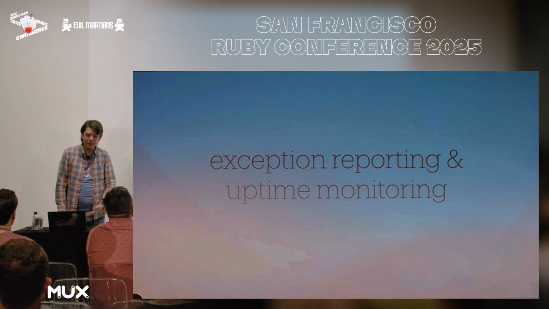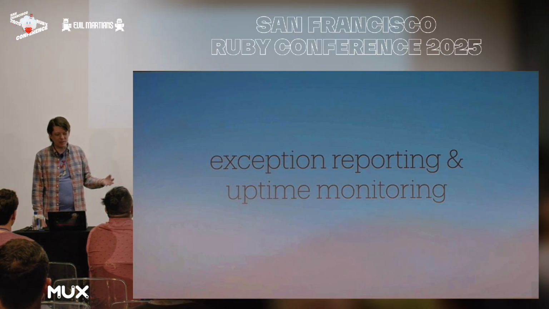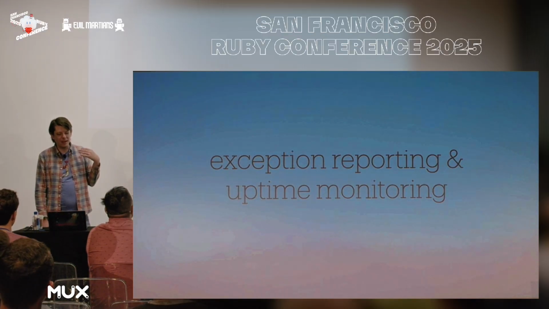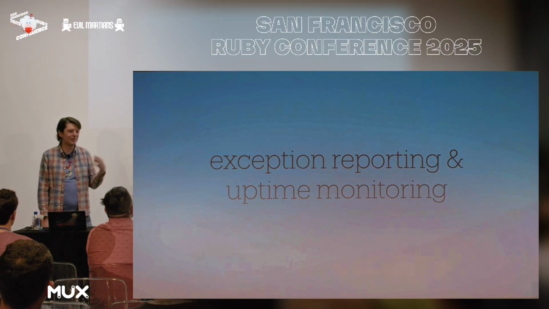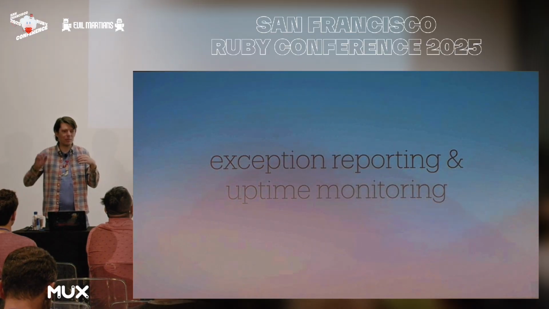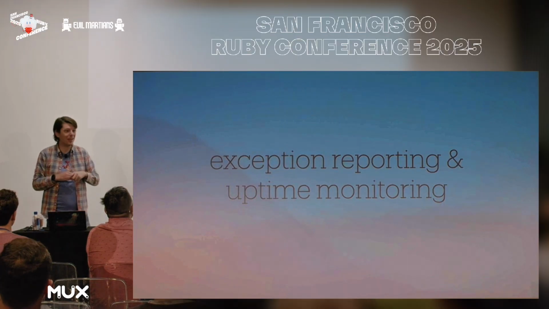Once you have those manual and automatic tests and staging and production, the next most common set of strategies is having exception reporting and uptime monitoring. And exception reporting does exactly what it sounds like. It sends a report when there's an exception. Uptime monitoring is just some other server that you don't own sending requests to your server and saying, hey, did that work?